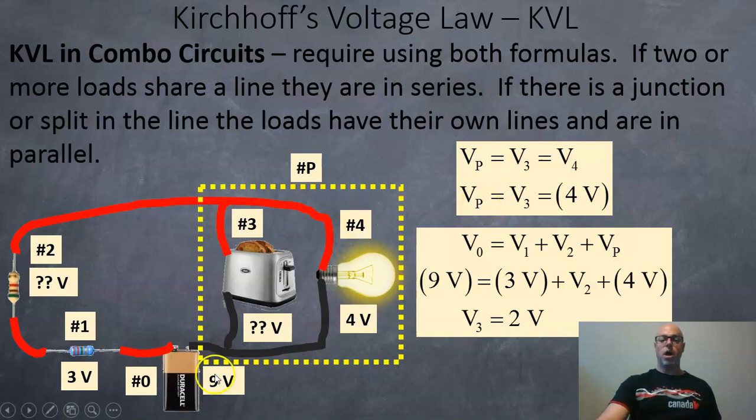And then for the series circuit, it's supposed to build up. So here we got 9 volts going in. We used 3 volts so far. The parallel zone uses 4, so that's 7, which means the voltage at number 2 must be equal to 2 volts. Oh, I see a little typo there.